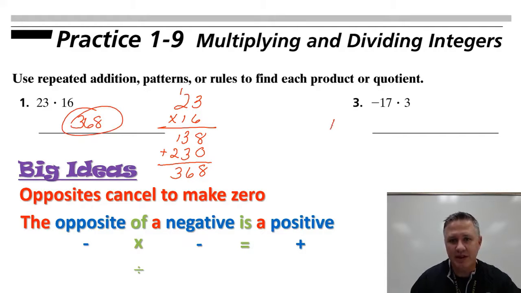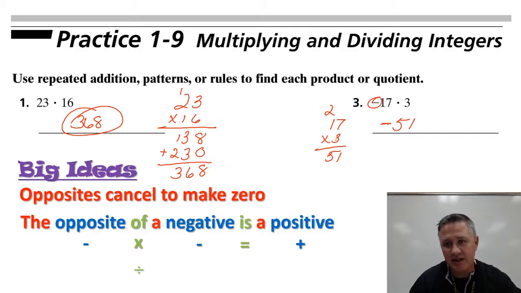17 times 3 is 21, carry the 2. 3 times 1 is 3, plus 2 is 5, so 51. And remember, the opposite of a positive is a negative. Anytime you have one negative, you get a negative answer when you're multiplying.